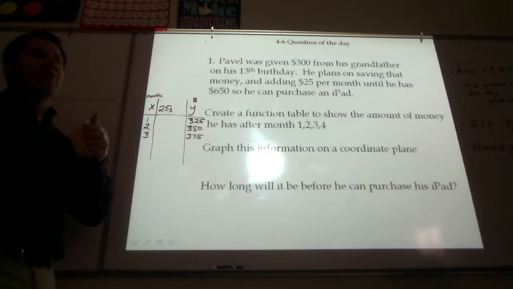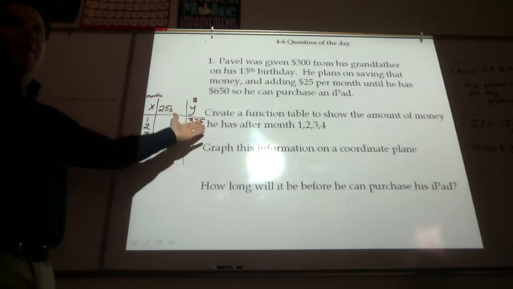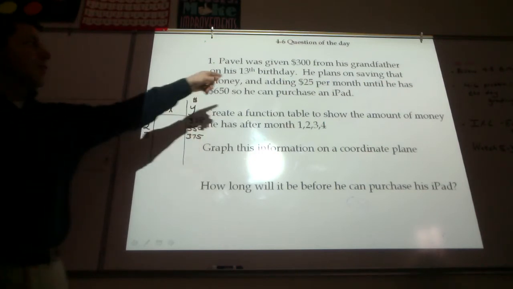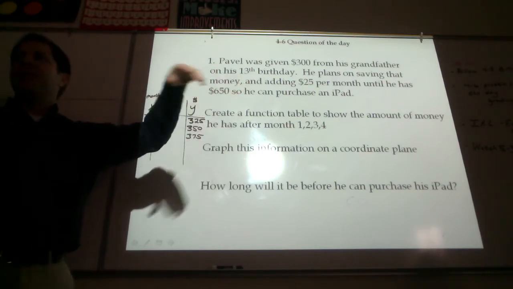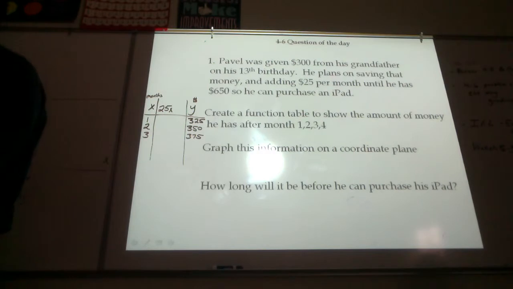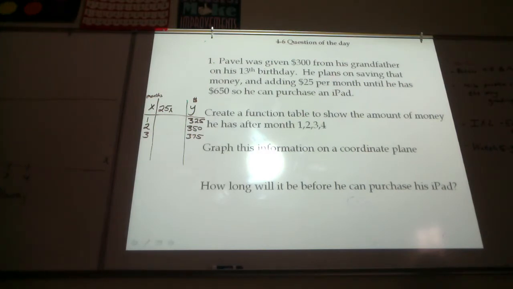Every single month we go up $25. That's the reason why we're adding $25. That's the reason why it says $25 per month. We need to get that through there. Unit rates are slopes. That's a key thing for tomorrow. Okay?